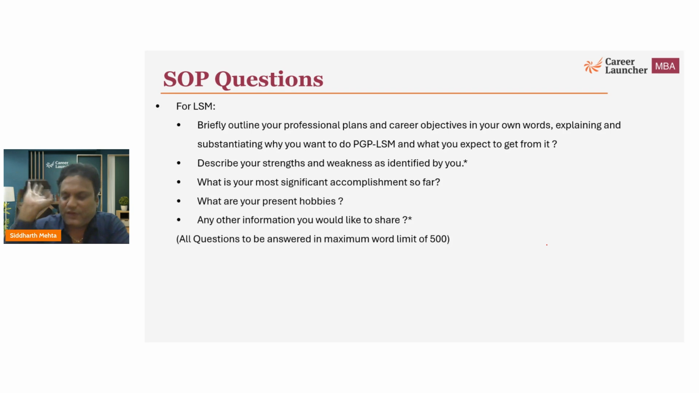The only change is in the first question, right? So what you should do is briefly outline your professional plans and career objective in your own words, explaining and substantiating why you want to do PGP LSM and what you expect to get from it. So if you look at the IIM Kozhikode LSM description, what they are saying is that they are looking for someone who has holistic knowledge in the management field, right? So rather than a specialist, this person will have holistic knowledge in the field of LSM. That's what LSM is offering, right? So not many things are going to change.